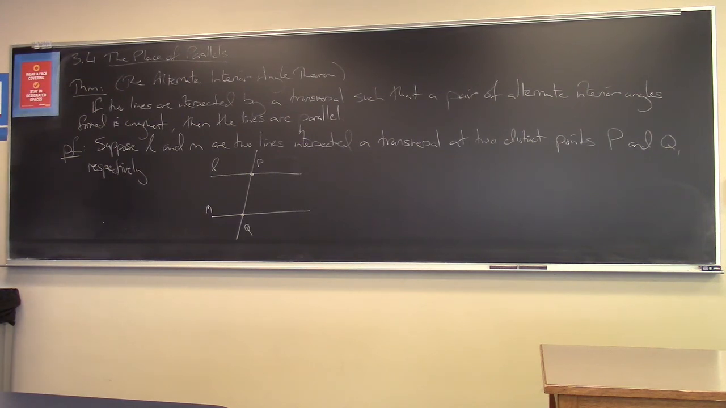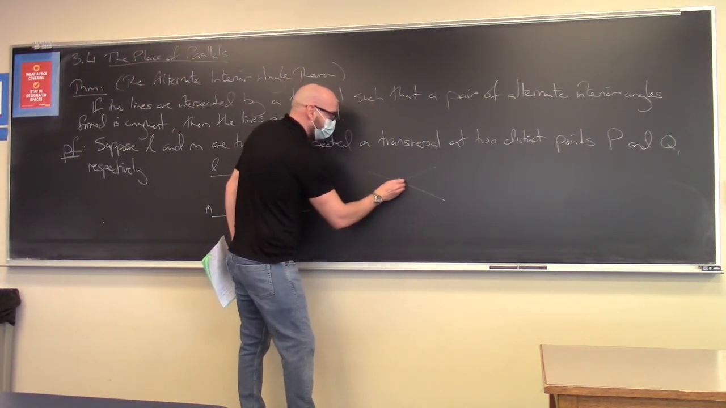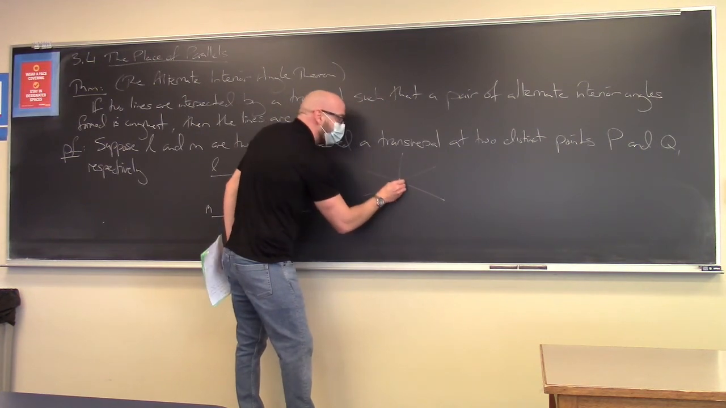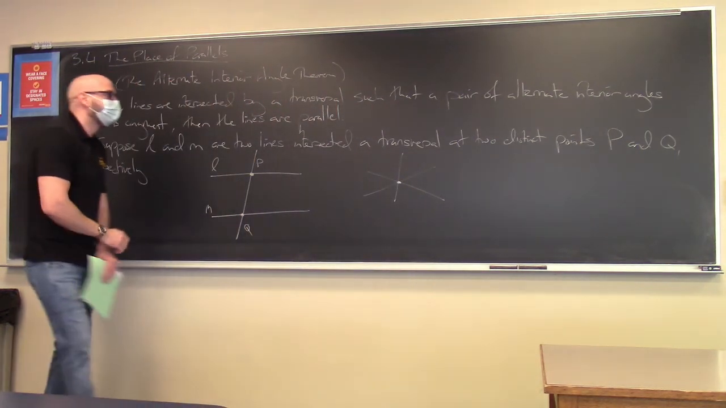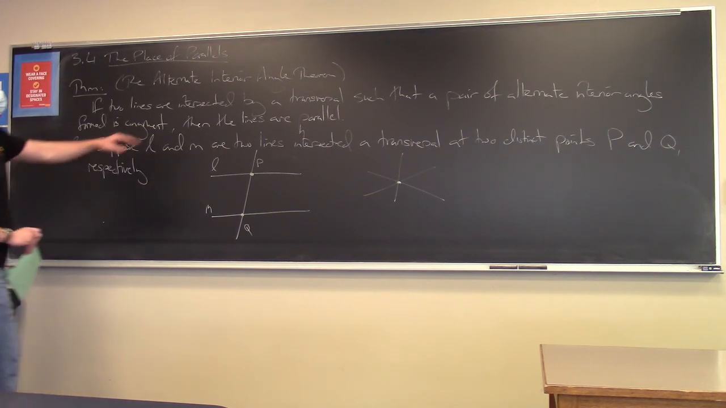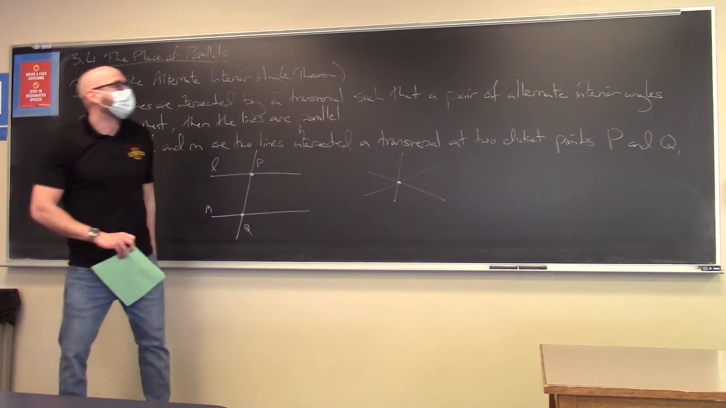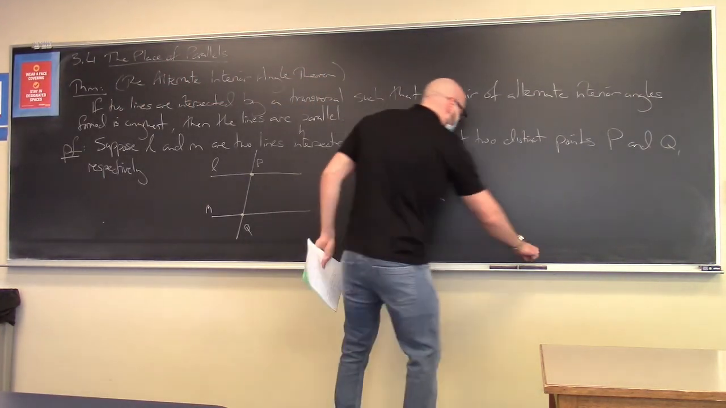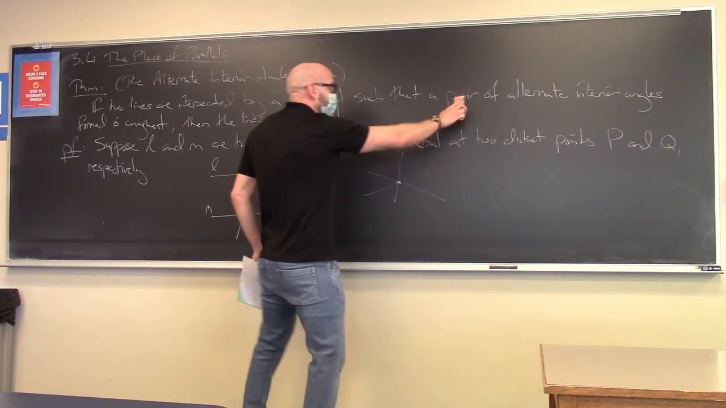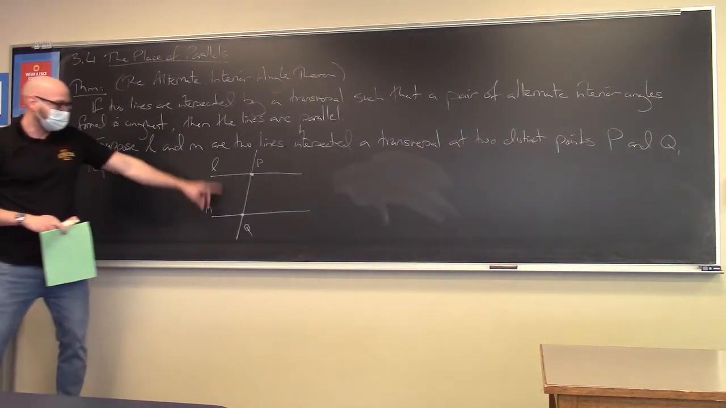By the way, why can I say cut through at 2 distinct points? Well, the only other option, if it doesn't cut through at 2 distinct points, is something like this, where they all go through the same point. But in that case, there would be no way that I could satisfy these hypotheses that I have a pair of alternate interior angles that are congruent. So the very fact that I have this pair means that I can assume they cut through it at 2 distinct points.